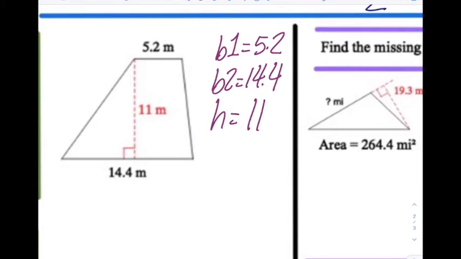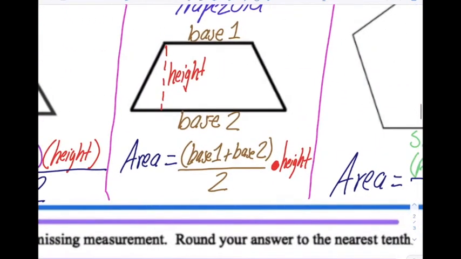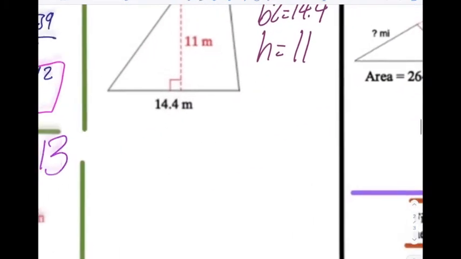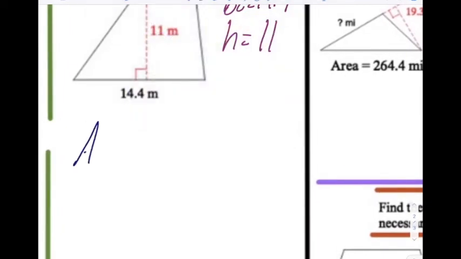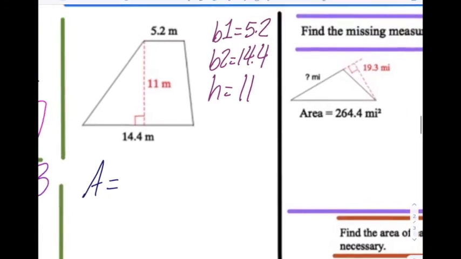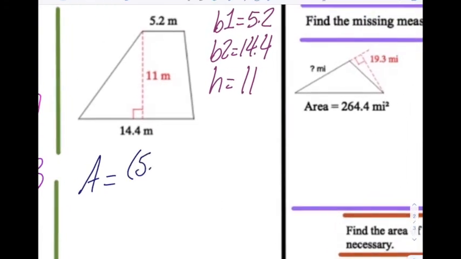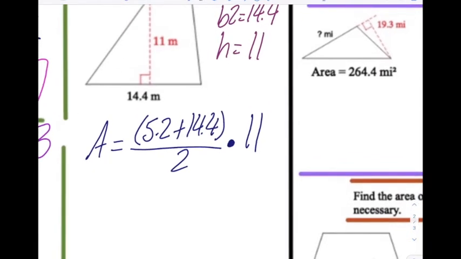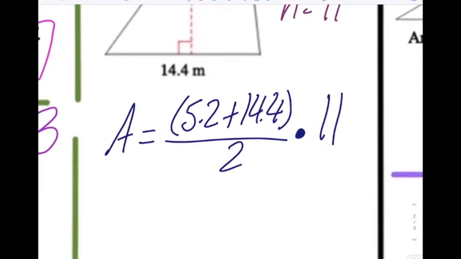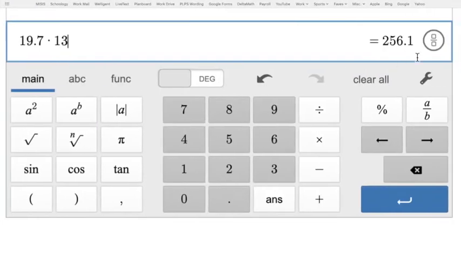Right? So, area is equal to base 1 plus base 2 divided by 2 times the height. Okay? So, area is equal to base 1 plus base 2. So, 5.2 plus 14.4 divided by 2 times the height, 11. Look at that. So let us put this into the calculator, kiddos, including with parentheses.